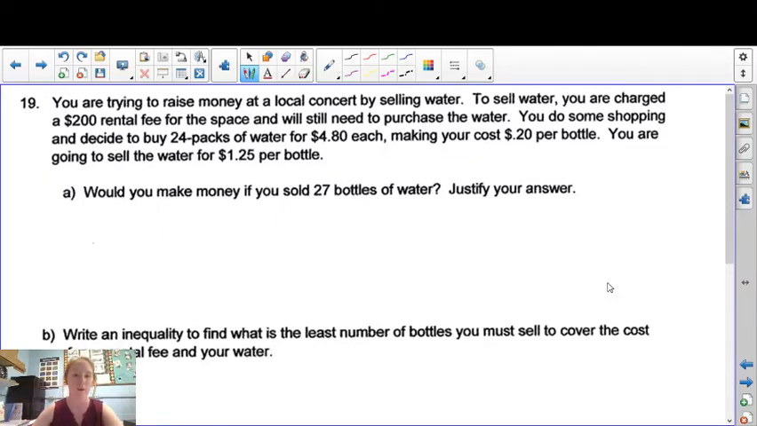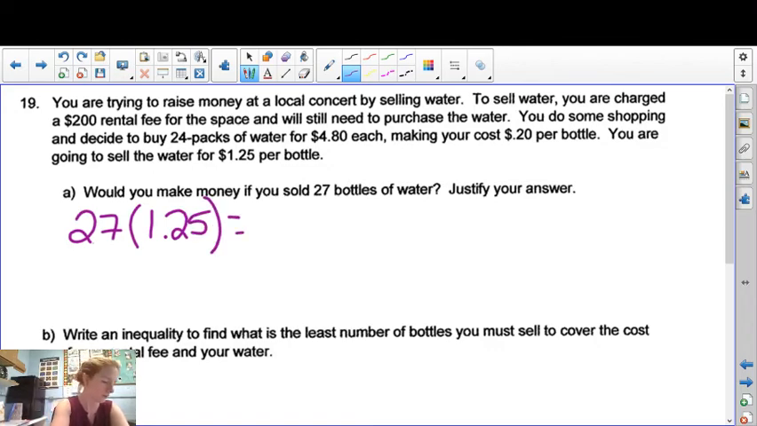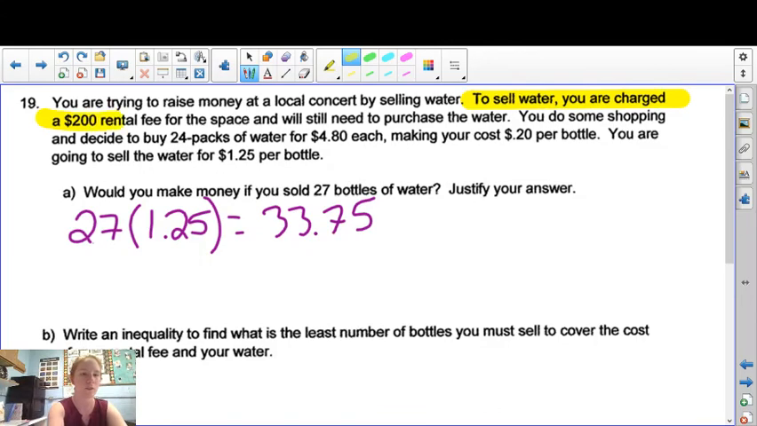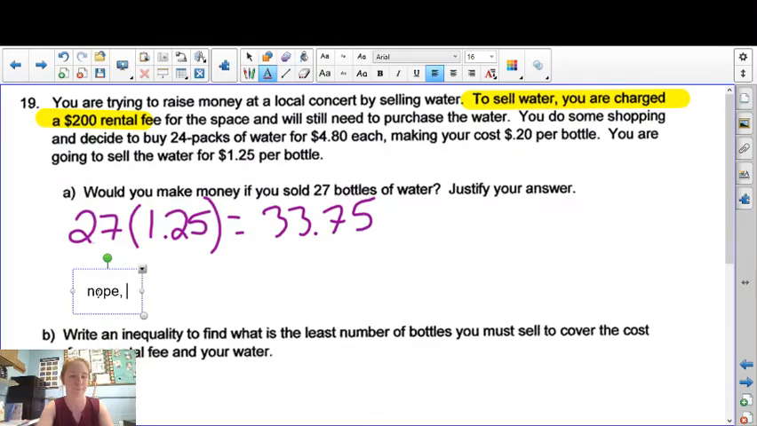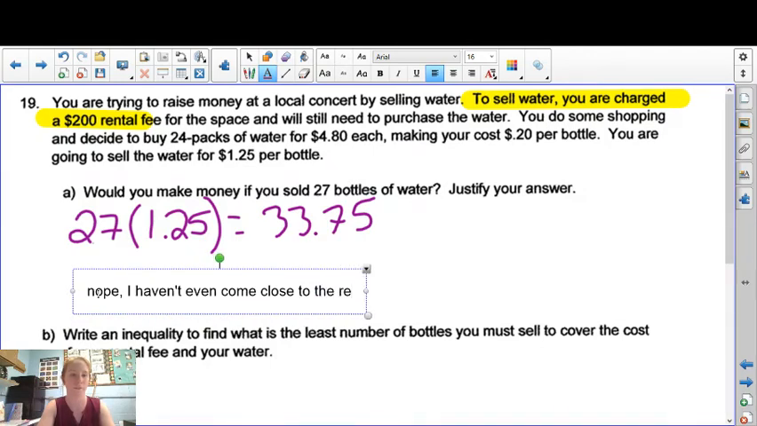Well, if I sell 27 bottles of water at a price of $1.25, I'm going to take 27 times 1.25, which gives me $33.75. That sounds like we've made a bunch, but you've got to remember, we're charged $200 in order to have this space. So did I make any money? Nope. I haven't even come close to the rental fee. Nope, didn't make any money.